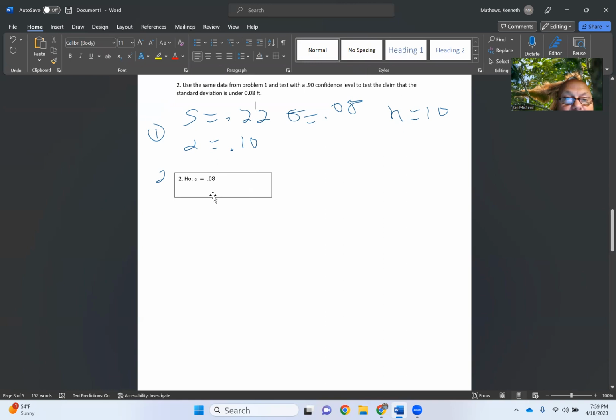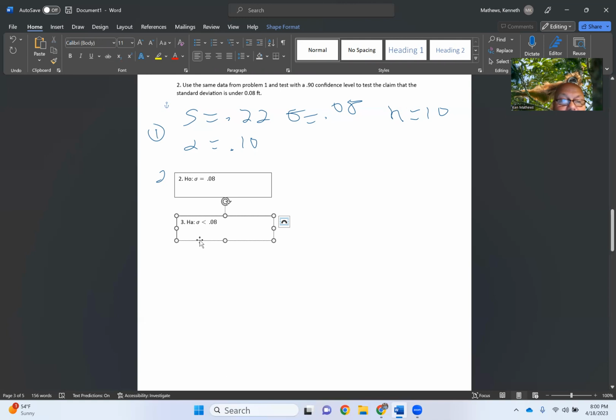Okay. Now I'm going to take this box and I'm going to paste it again. And now for step 3, I'm going to say the alternative hypothesis is that sigma is less than 0.08. And if it is, that company is going to be in trouble. Oh, no, their claim. Their claim is that it has to be less than, that's their claim. If it doesn't work, then they're in trouble.